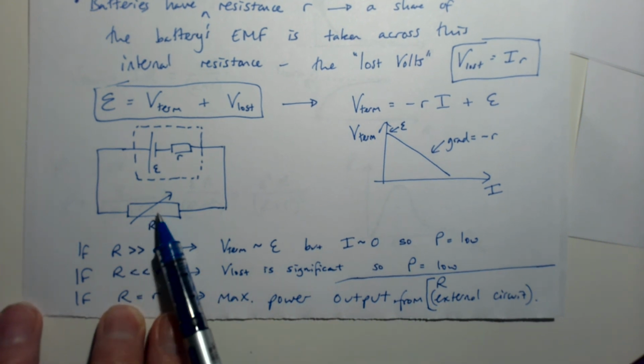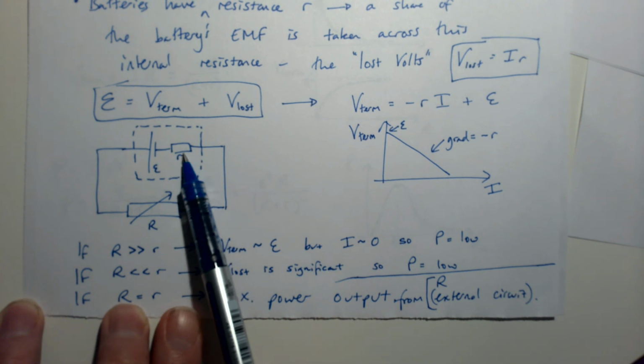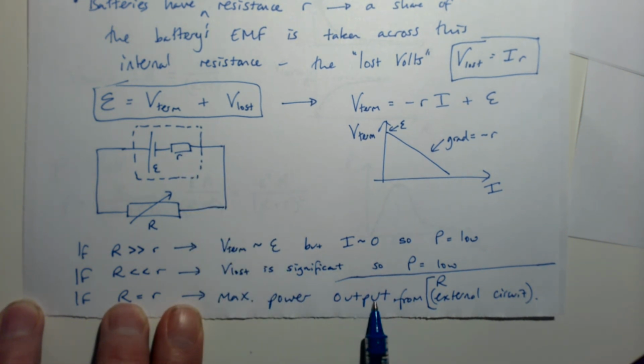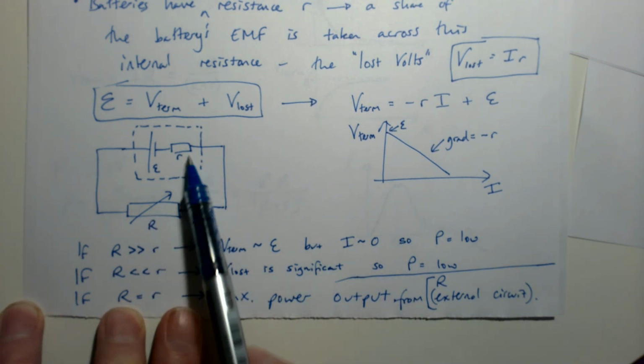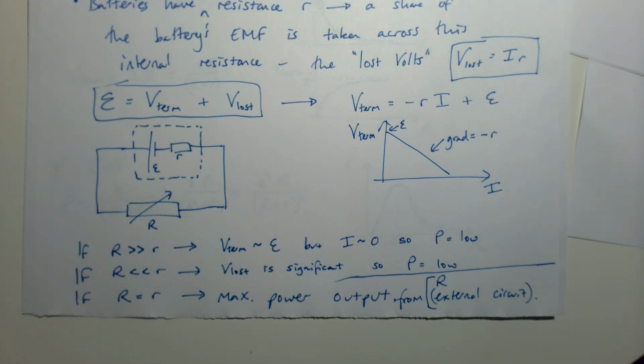But if you get the value of the resistor just right, so it matches the value of the internal resistance, then you'll get maximum power output from your circuit when the external resistance has the same value as the internal resistance. And that is the end of internal resistance.